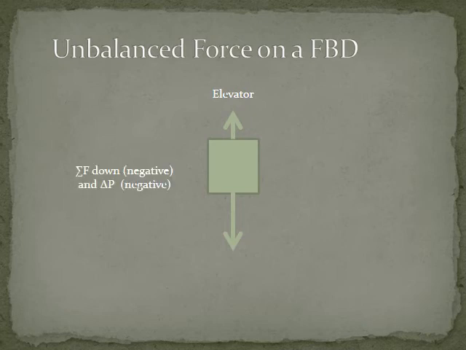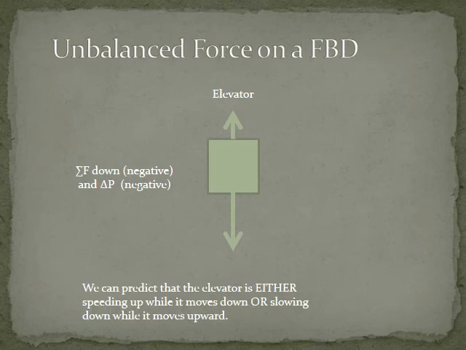What that means in terms of this free body diagram is that we have an unbalanced force, a sigma F. We have some leftover force in the down direction, which we would call a negative sigma F. Because we have a negative sigma F, that means we're going to have a negative delta P. So our momentum will be becoming more negative. It's going to be increasing momentum in the negative direction.